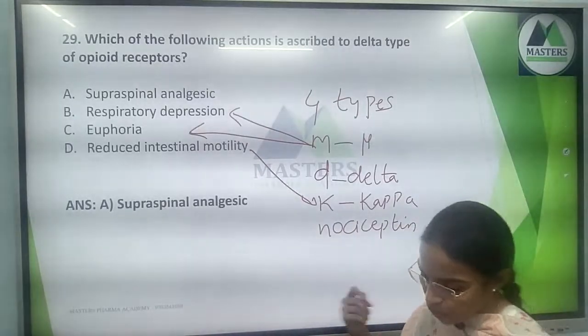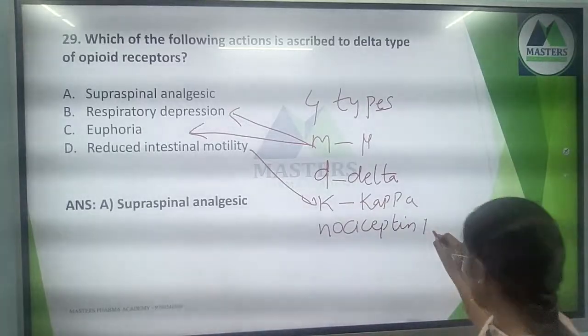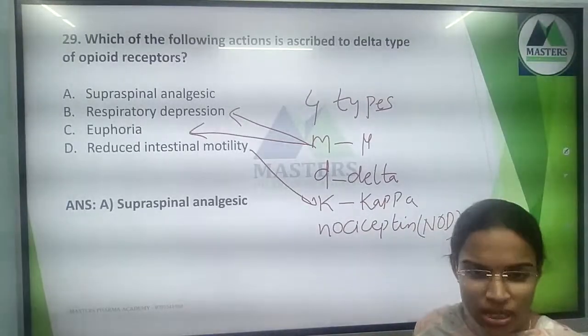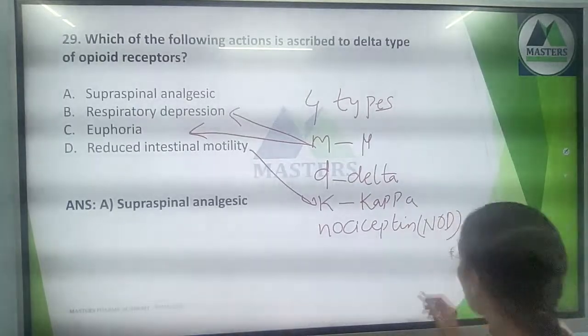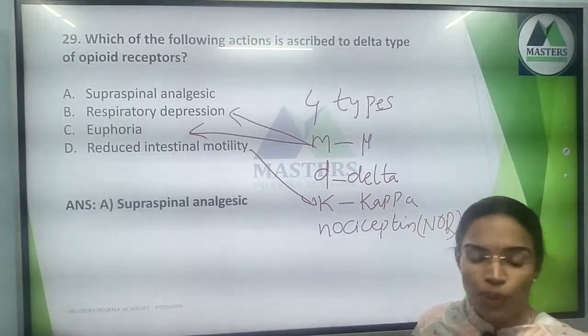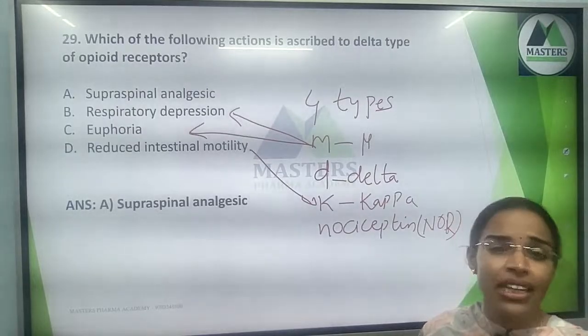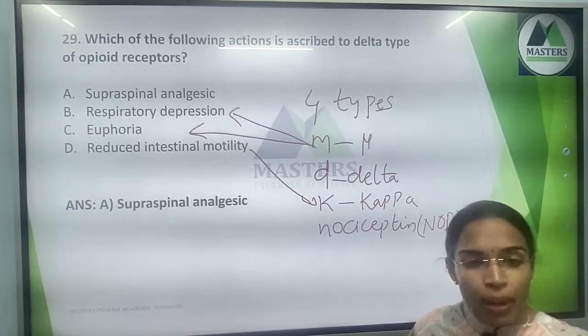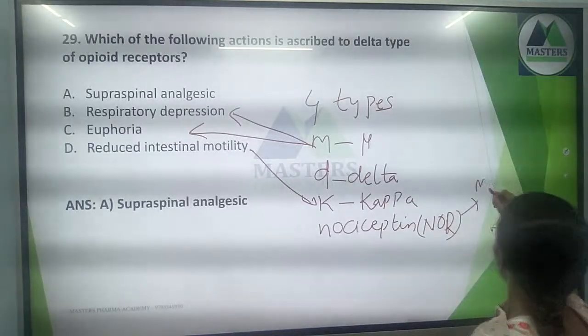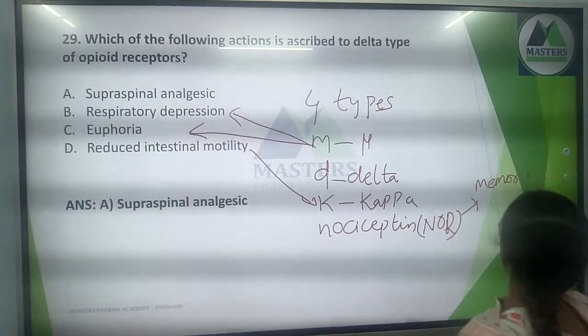Very important, remember nociceptin. It is also known as NOP, nociceptin opioid receptors. Nociceptin is responsible for, very, very important, memory impairment.